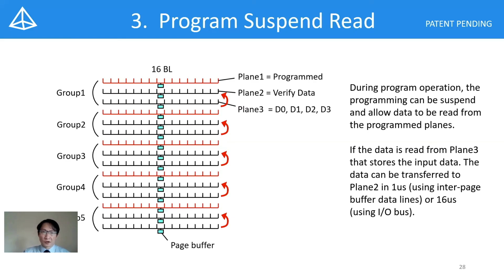One important operation for QLC programming is the program suspend read. Because the QLC program time is very long, when the system requests the data, the program operation will be suspended to read the data first, and then the program operation can be resumed. This architecture allows the input data to transfer from one plane to another, so the system can read data from the plane that stores the input data.